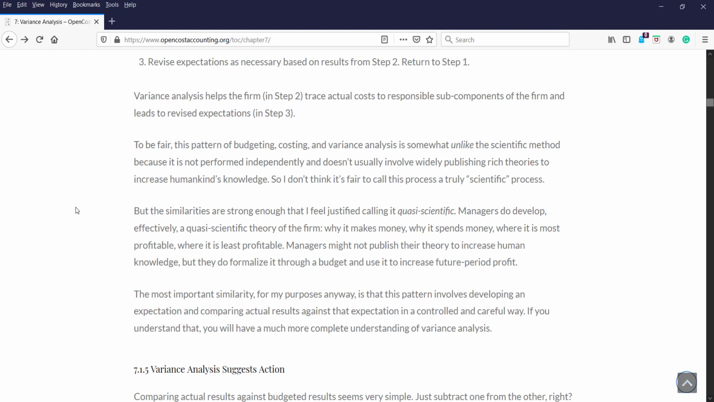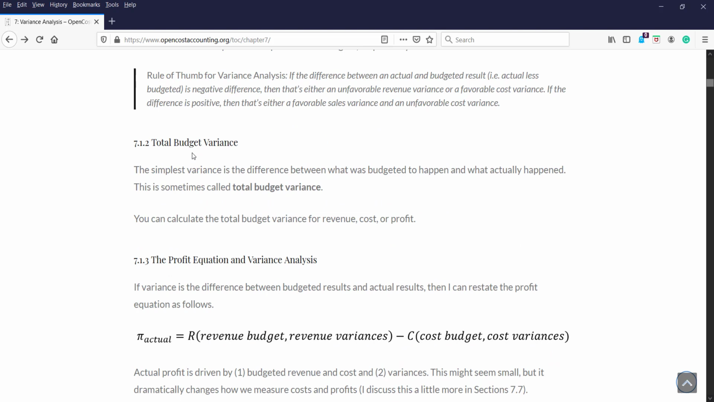So this has a parallel in variance analysis. Again, we can't do much with 7.1.2, total budget variance. There are lots of reasons why revenue might have been higher or lower than expected, why the actual amount might be higher or lower than budgeted. At least two: we could have had higher or lower prices, or we could have sold more or fewer units.